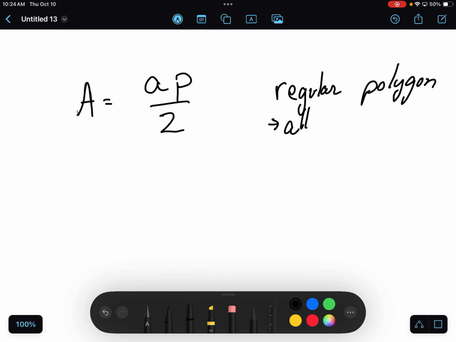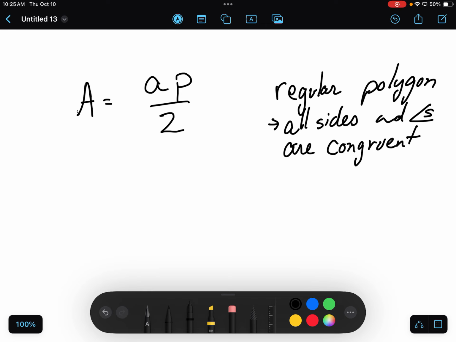when all sides and angles are congruent, or the same. So if you think about something like a square, that would be an example of a regular polygon. The Pentagon that's over in Washington, that would be considered a regular polygon. All sides are the same, all angles are the same.